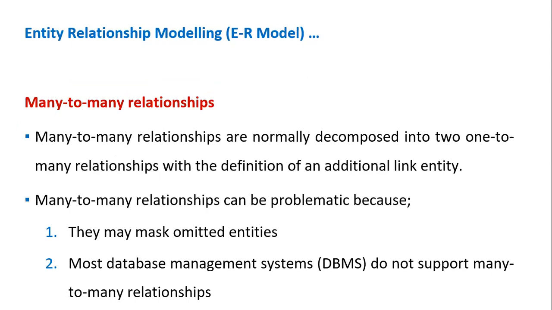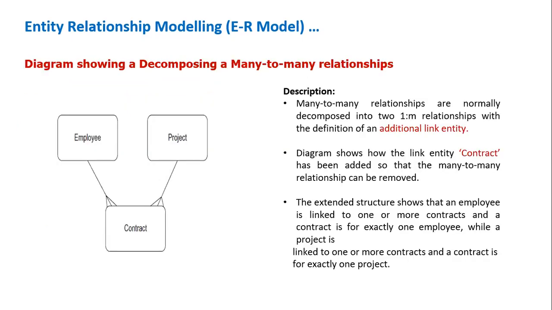Many-to-many relationships can be problematic because they may mask omitted entities. Most database management systems do not support many-to-many relationships. So we have the entity relationship diagram here showing a decomposing of many-to-many. Many-to-many relationships are normally decomposed into one-to-many, because we have explored before that there are issues that come along with them. So to better make it work, it is decomposed.